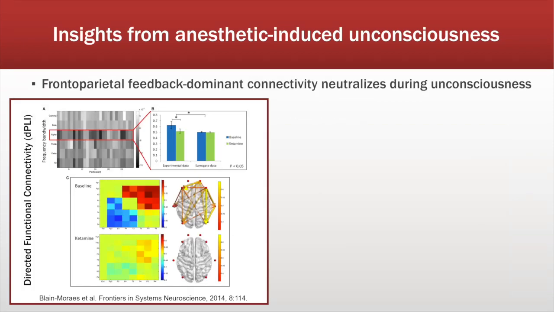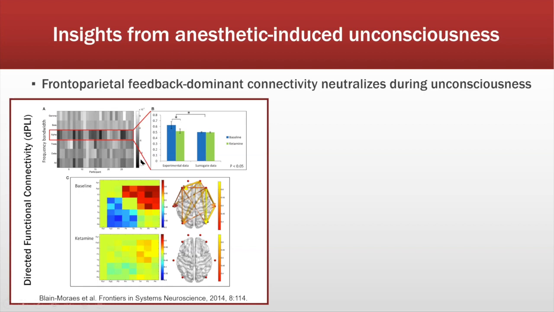In addition to functional connectivity, we can also look at directed functional connectivity. This is a measure that takes into account the lead-lag relationship between two signals, in this case, two electrode pairs. In the case that I'm showing here, we used a directed functional connectivity metric, the directed phase lag index, or DPLI, on the same data set as the first slide, ketamine-induced unconsciousness in 28 surgical patients. The DPLI is neutral when it's at 0.5; there is no consistent lead-lag relationship. When the DPLI is higher than 0.5, one signal is consistently leading another, and when the DPLI is lower than 0.5, one signal is consistently lagging the other.